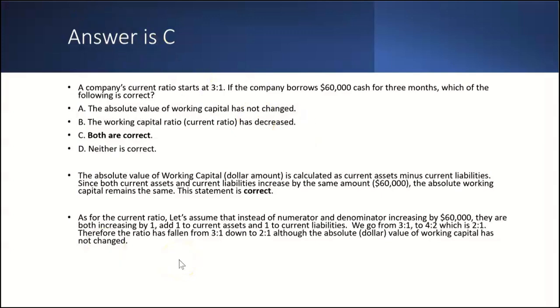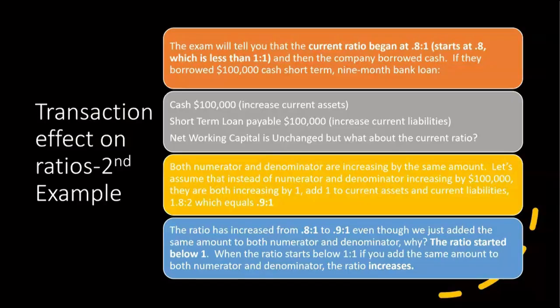More to do with math, not so much accounting. But it's consistent. Anytime the ratio starts above 1 to 1, if you add the same amount to both sides, which way is the ratio going to go? Down. Okay, how's it going to work if the ratio starts below 1 to 1? All right, so now the exam will tell you that the current ratio began at 0.8 to 1, which is really 0.8, and that's less than 1 to 1. That means 80 cents of current assets for every $1 of current liabilities.